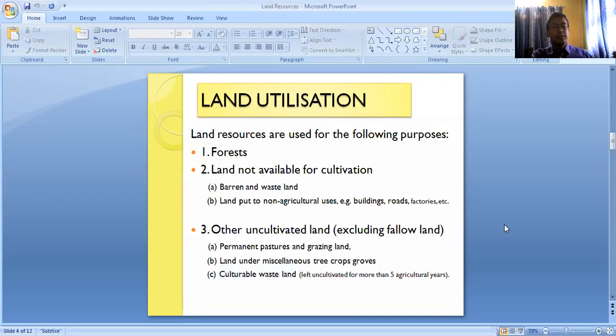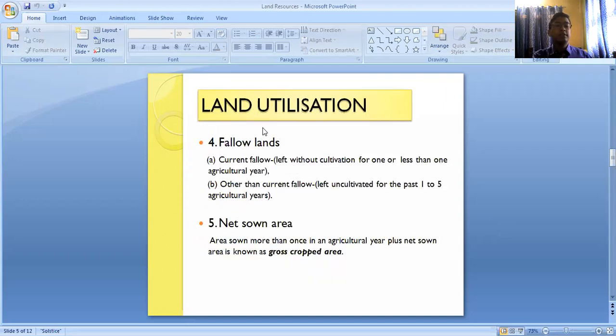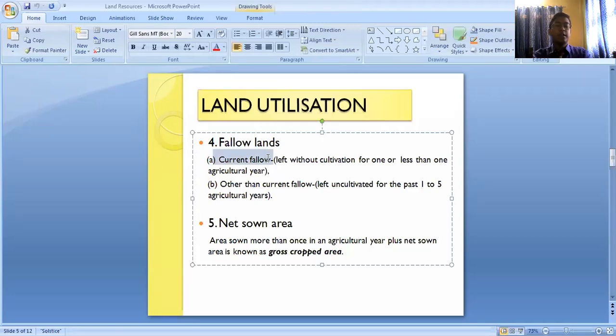See, apart from the forest, the land not available for cultivation, and other uncultivated land, we also have the fallow land. These fallow lands are those lands which are not utilized for agriculture, but for less than 5 years. In the case of culturable wasteland, the land is not utilized for agriculture for more than 5 years, but in the case of fallow land, it is not used for less than 5 years. This fallow land is classified into two categories: one is the current fallow, and another is the other than current fallow.